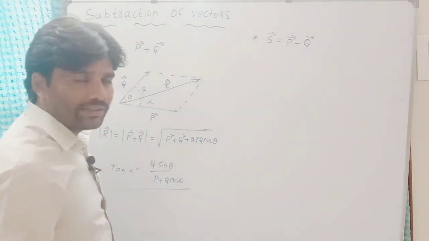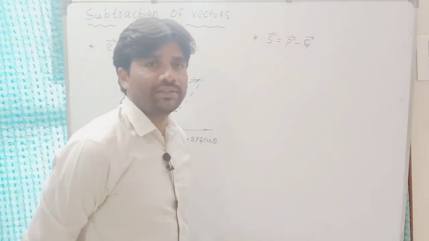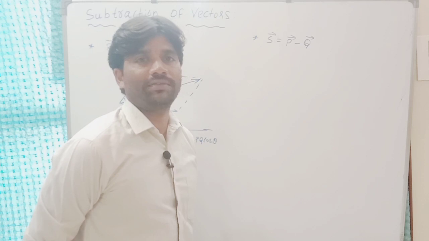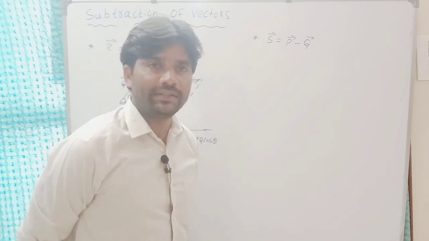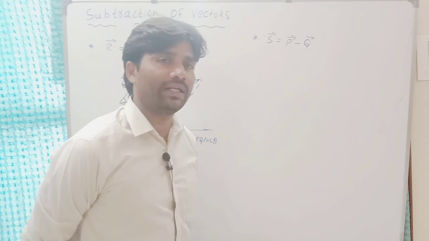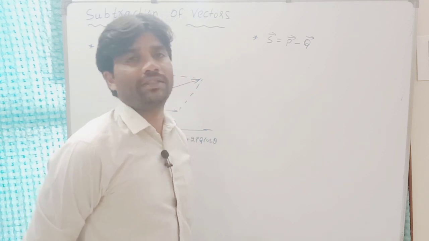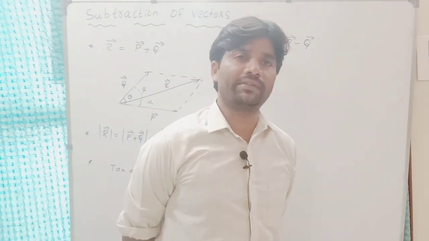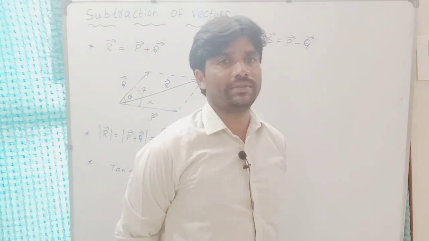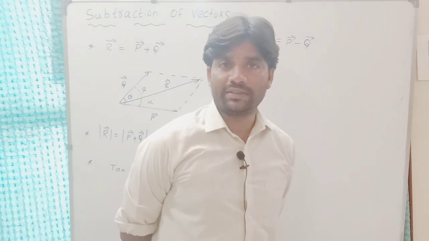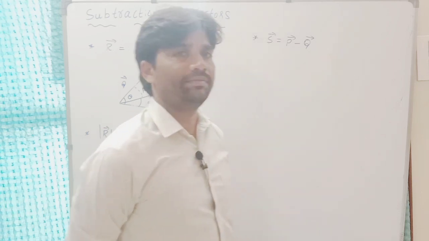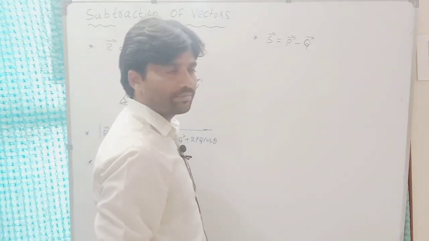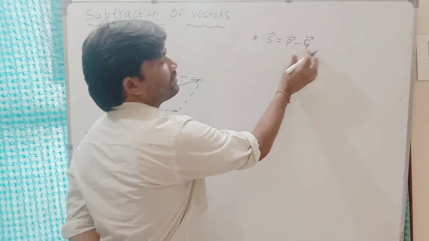Remember one thing, similar kinds of vectors can be added or subtracted. It means velocity can be added to velocity or subtracted from velocity. Velocity cannot be added to force, cannot be added to acceleration, or subtracted from acceleration. Similar kinds of vectors can be added, and you will get the same kind of vector. Similar kinds of vectors can also be subtracted, and that subtraction gives the same kind of vector, right? This S, P and Q are the same kind of vectors. This is S, the difference of these two.